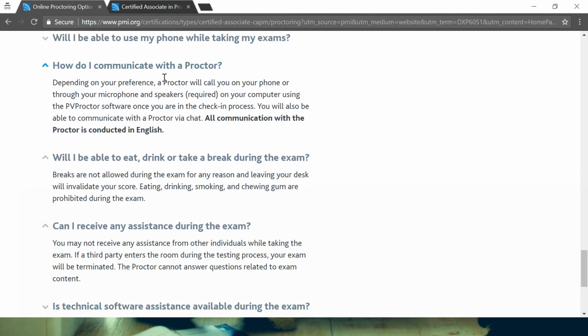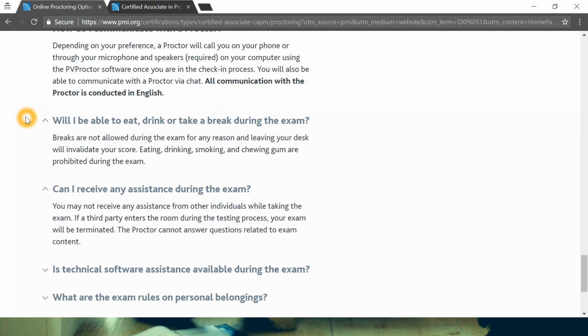So there will be a proctor who will be available. You can actually communicate with the proctor from your phone. There's a chat option as well. There's another software, PV Proctor, which can be used for communication. So of course, all communication will be conducted in English. So although language aids are available for 13 languages, your proctor will only be speaking in English with you.